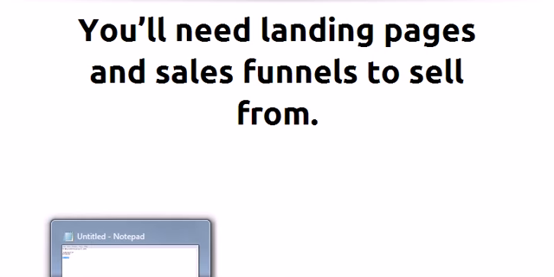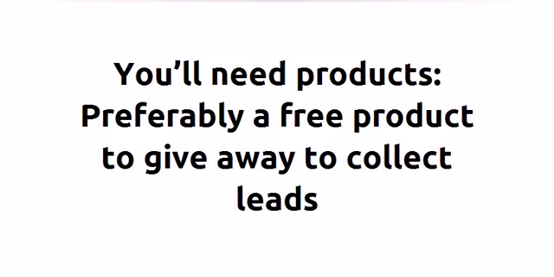So that's one of the second elements you're going to need as you start to put together your internet marketing information business. The next thing that you will need is products to sell. And to start out with, you're probably going to need a free product that you can give away, which is information to get them to bite, what they call it.